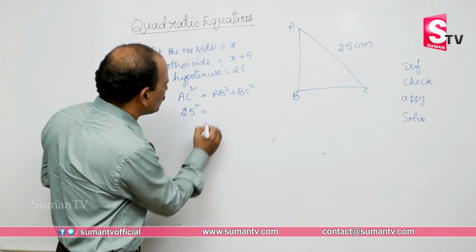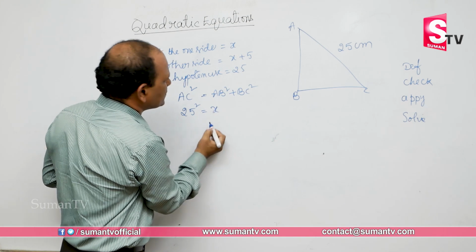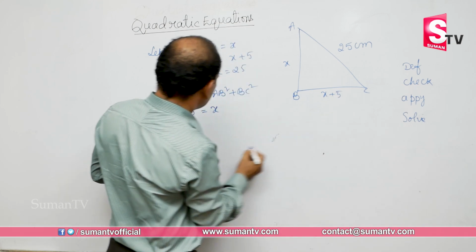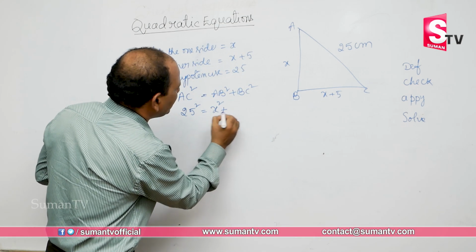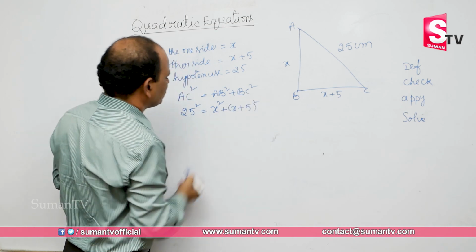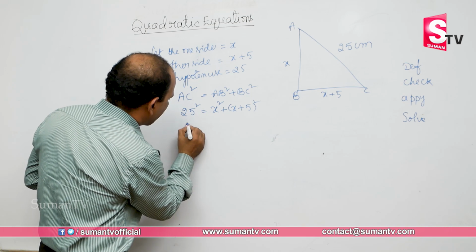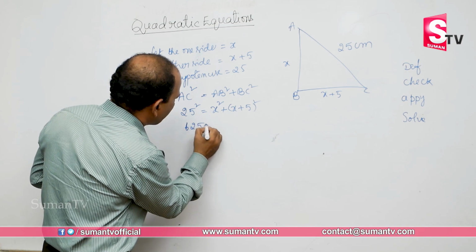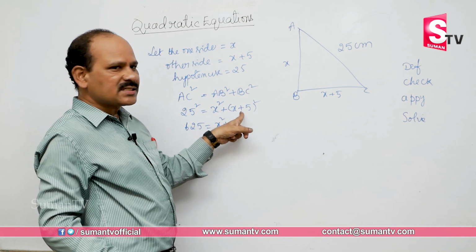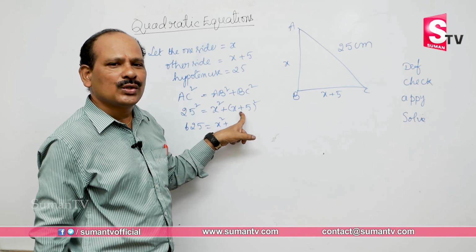25 square is equal to AB square. Let us say that is x. The other one is x plus 5. So x square plus (x plus 5) whole square, 25 square, that is equal to 625 x square. Now this x plus 5, we have to expand this term, x plus 5 whole square.